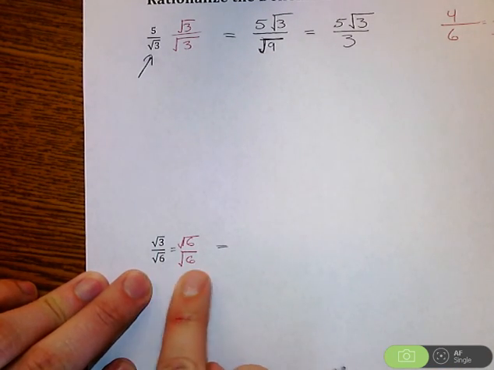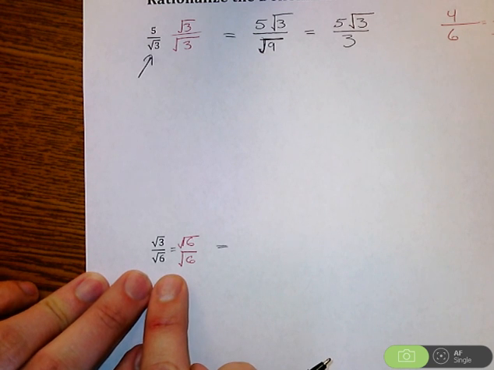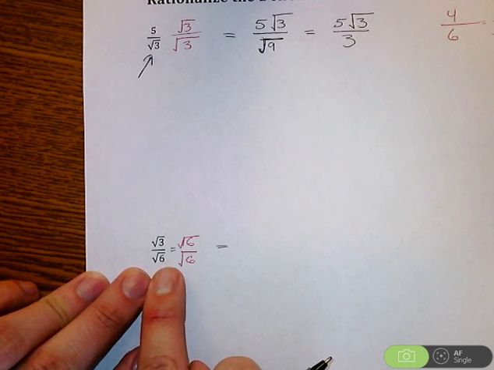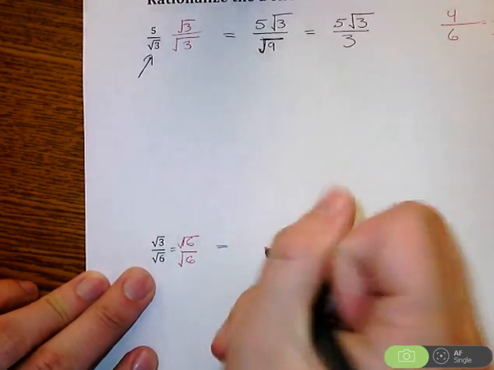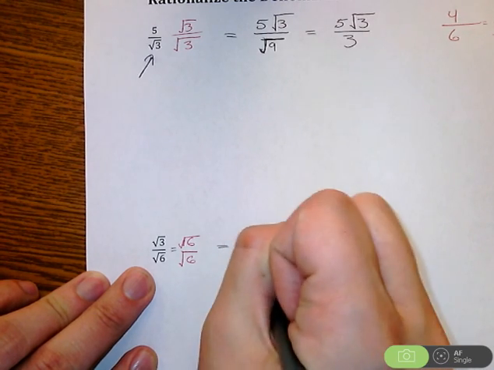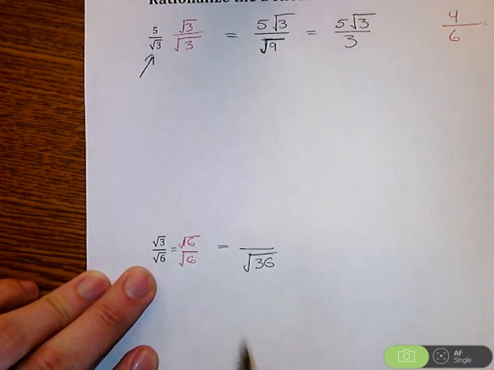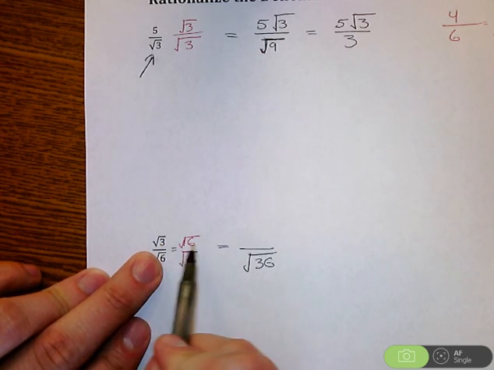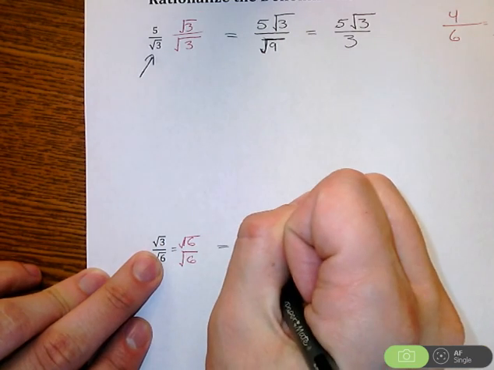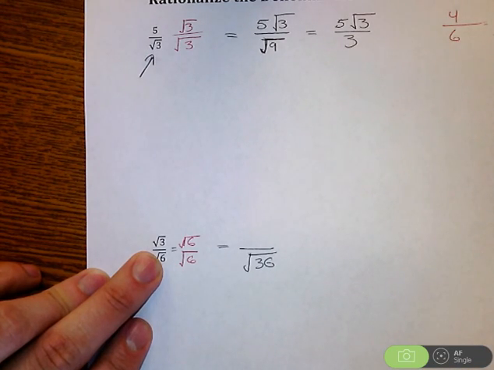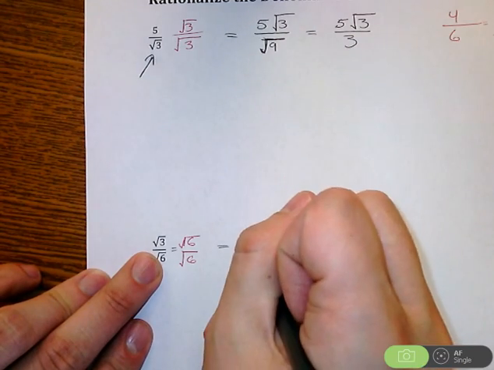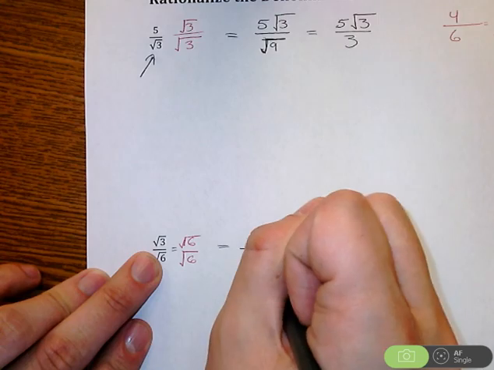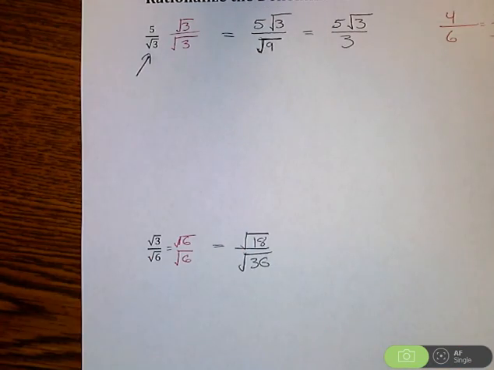So on the bottom, both pieces there are in a square root. So square root of 6, square root of 6. So the inside, 6 times 6 is 36. On top, both the square root 3 and the square root 6, both numbers there are inside the square root, so we can multiply. So again, they have to be either both on the outside or both on the inside. Can't mix and match. 6 times 3 is 18.